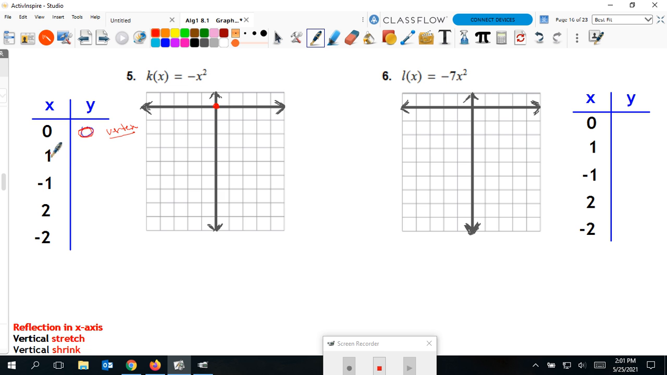When we plug in 1, that's just going to be negative 1. Plug in negative 1, we're going to get negative 1 again. So you can see when we go 1 this way, we go down 1. Go 1 this way, we go down 1. Plug in 2. 2 squared is 4, and then times negative is negative 4. Same thing, negative 2 squared is 4 times negative, negative 4. So we go 1, 2, and we go down to 4. 1, 2, 3, to negative 4 there.